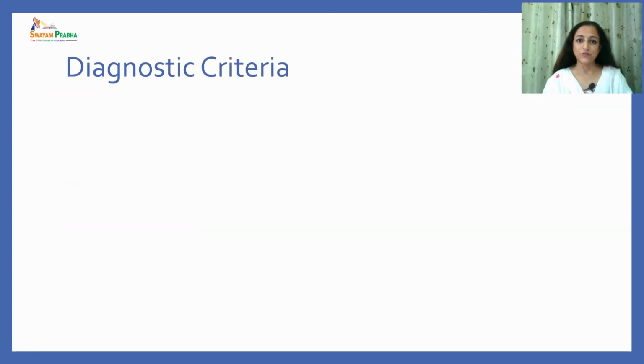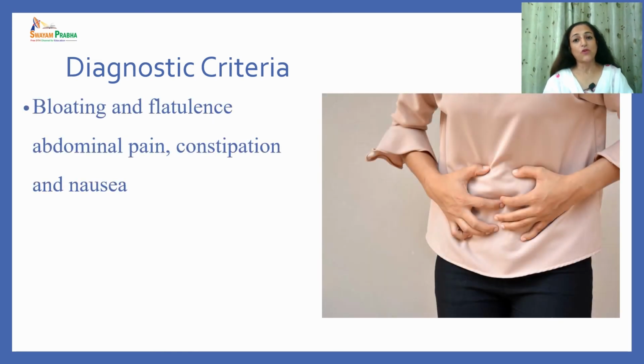So how to diagnose bulimia nervosa patients? These patients, unlike those of anorexia nervosa with binge and purge subtype, are typically within the normal weight range. Although some may be slightly underweight or overweight, the common complaints are bloating and flatulence, which could be due to excessive gas production. Along with that, they could experience abdominal pain. They could have complaints of constipation and nausea.